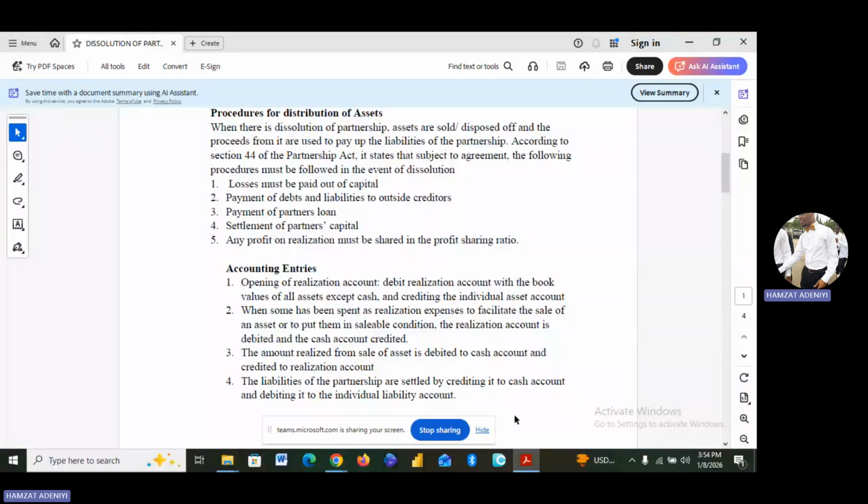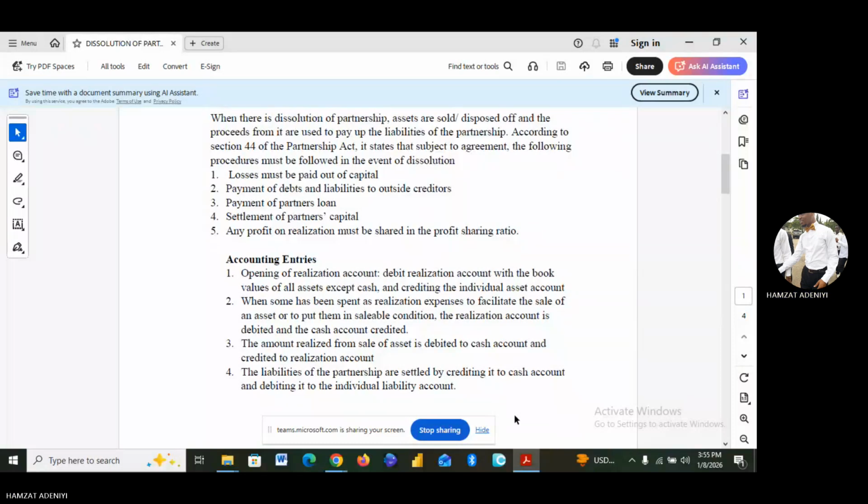The realization account has two sides. Definitely all accounts have two sides, the debit side and the credit side. The debit side is used to record the net book value of the asset, while the credit side is used to record the cash received from the sales of the assets. Number two, when something has been spent as realization expenses, also called dissolution expenses, to facilitate the sales of an asset, it has to be recorded into the realization account also, and it is to be debited in the realization account, while the cash account is credited.